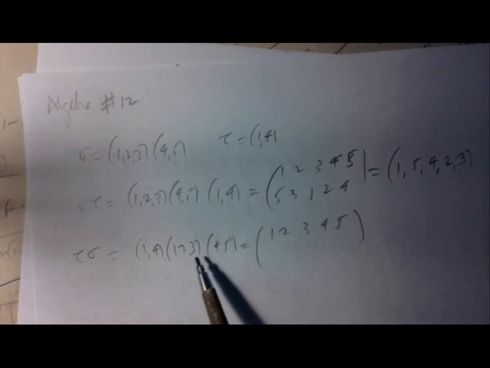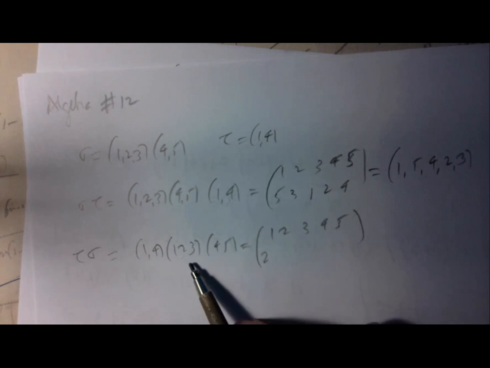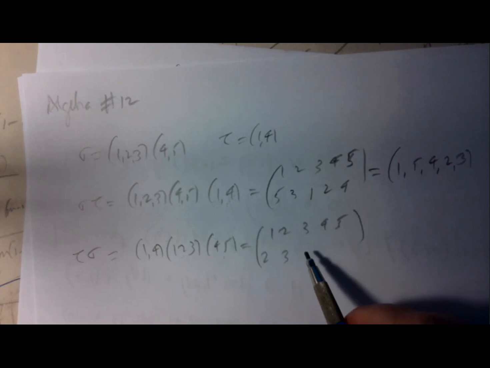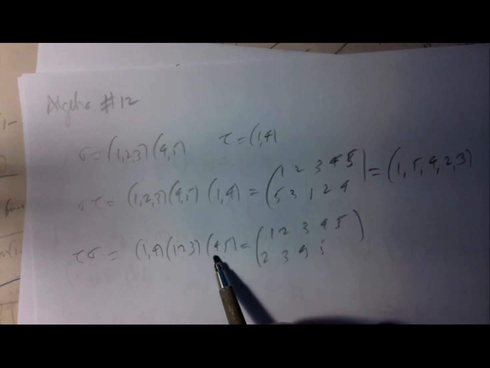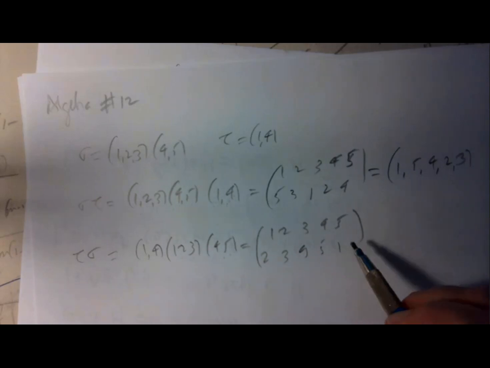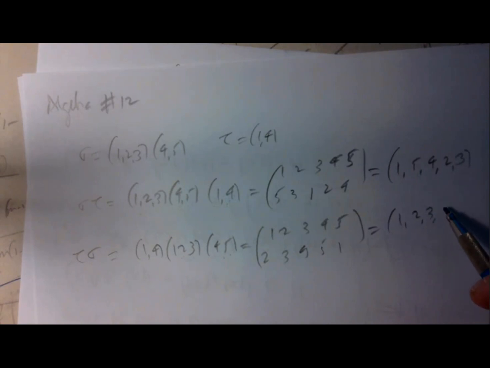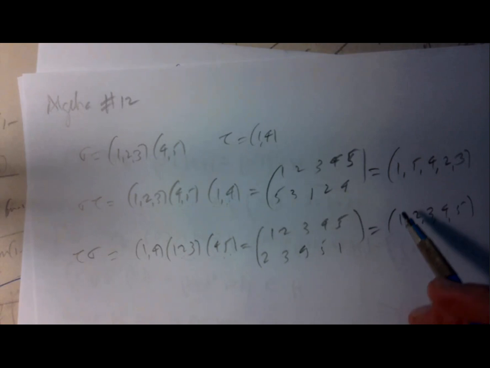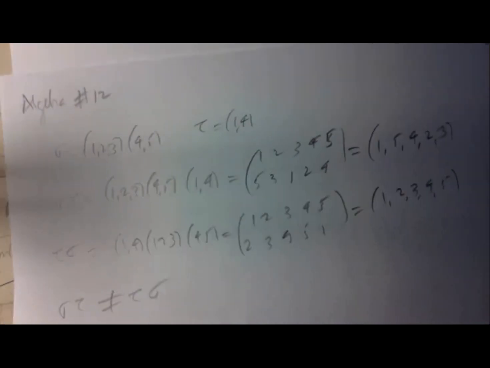So this sends 1 to 1 to 2 to 2. 2 goes to 2, goes to 3. 3 goes to 3, goes to 1, goes to 4. 4 goes to 5, goes to 5. 5 goes to 4, back to 1. So this is the permutation 1, 2, 3, 4, 5, 1. So it's completely different. Sigma tau is not the same as tau sigma.